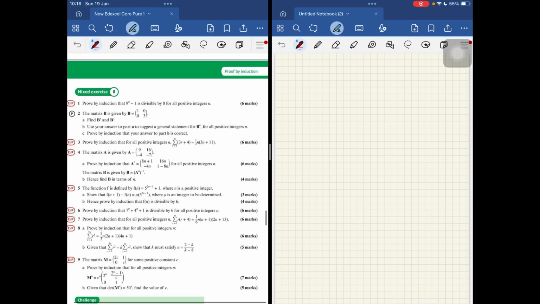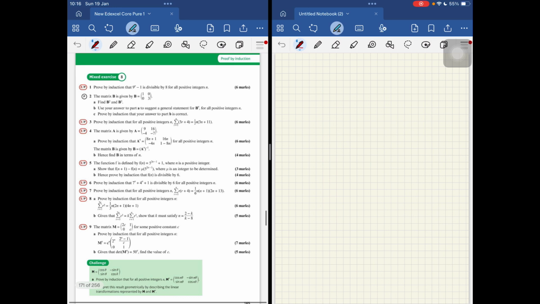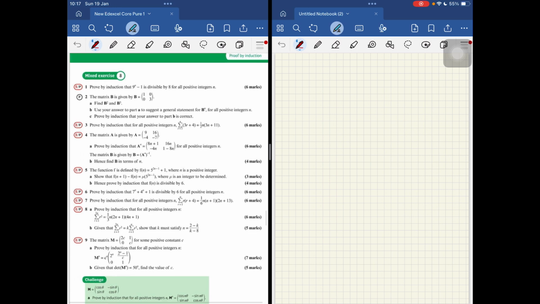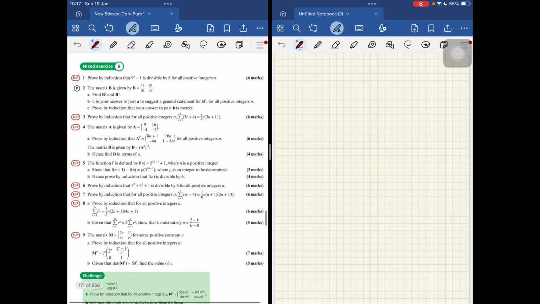This is Edexcel Core Pure 1, Proof by Induction, Chapter 8. Let's do this mixed exercise with the flag EMP. Number 1.